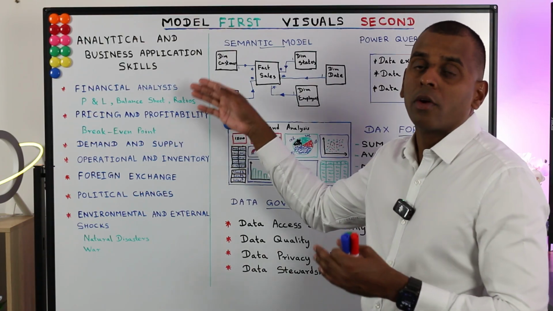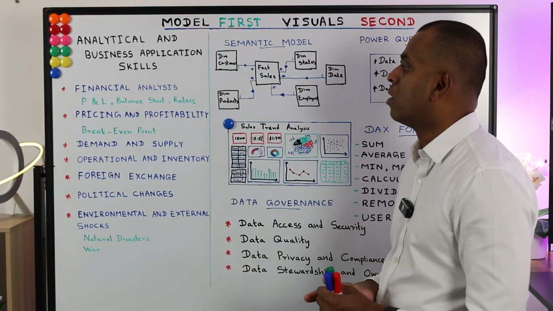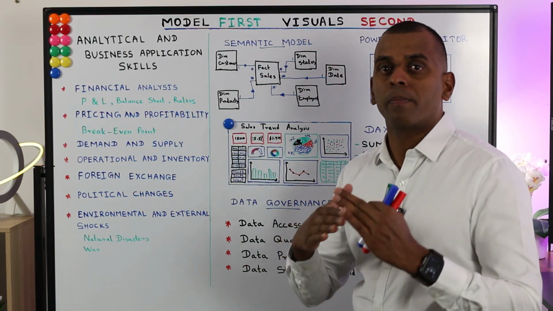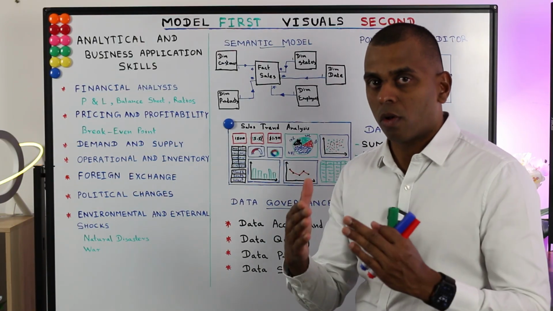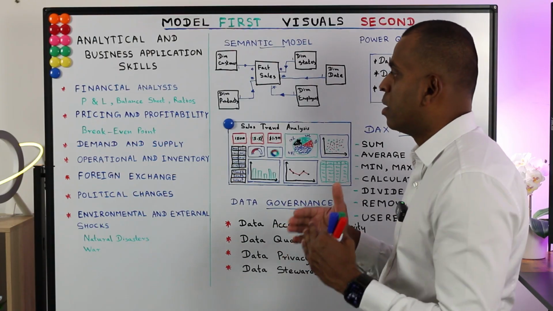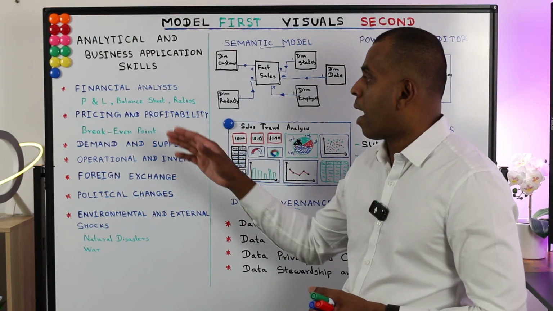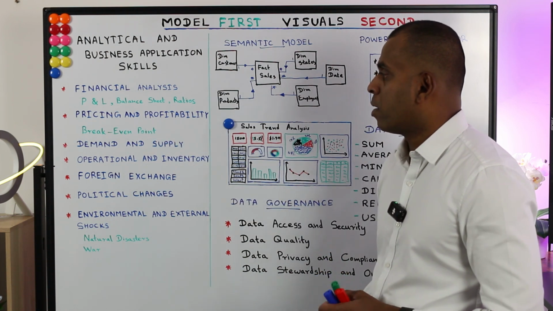There are a lot of other ratios as well. You need to have that knowledge to address stakeholders' requirements, and when solving problems using Power BI as a business intelligence tool. And the second one is pricing and profitability.